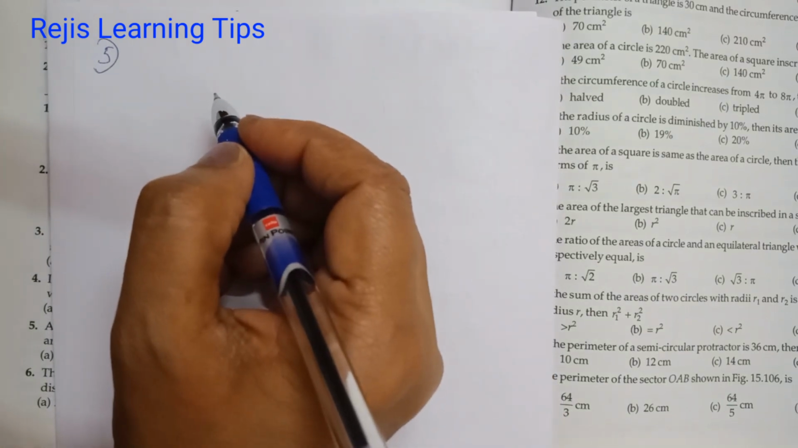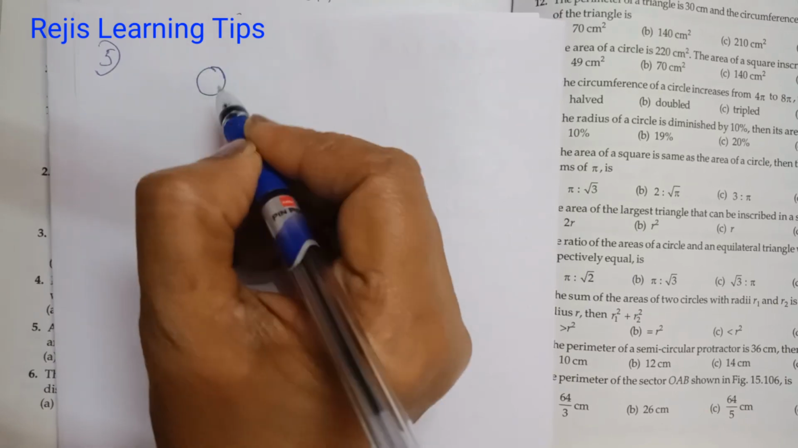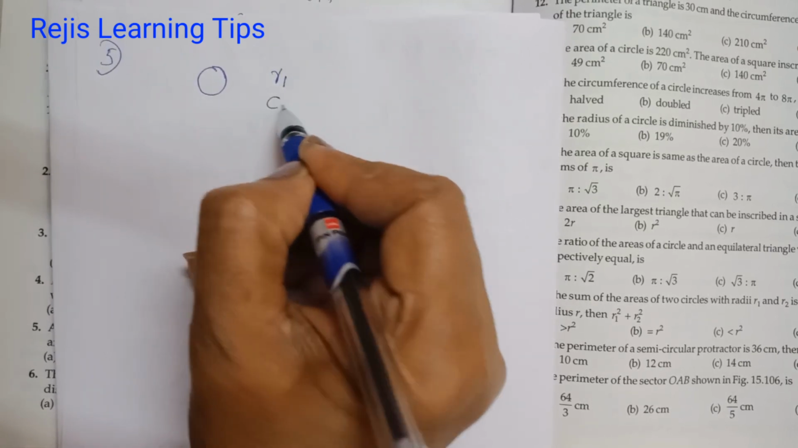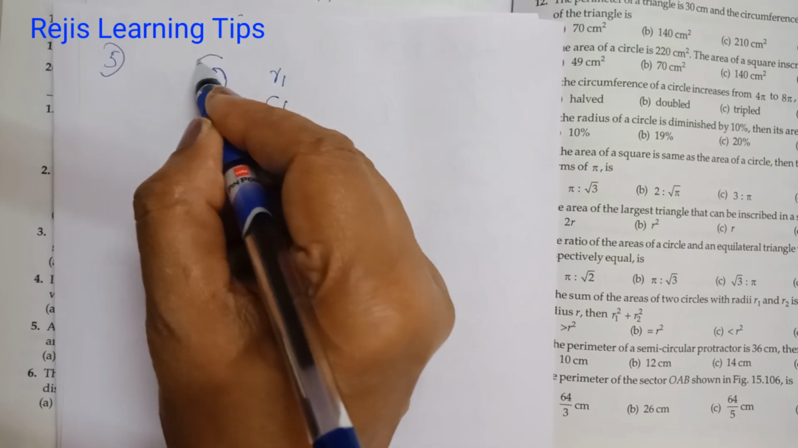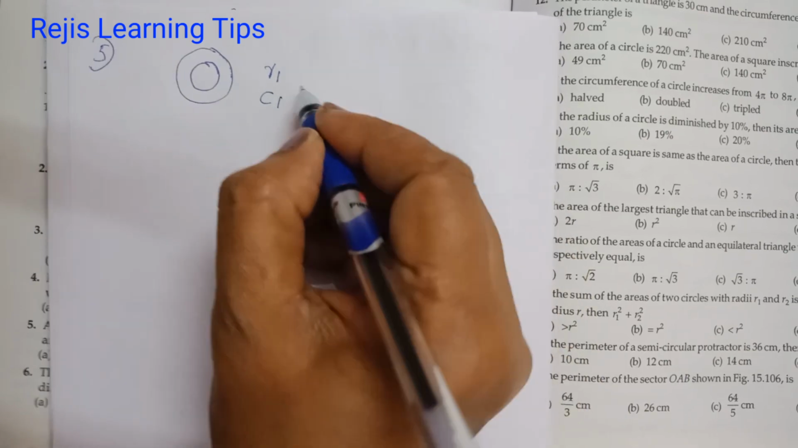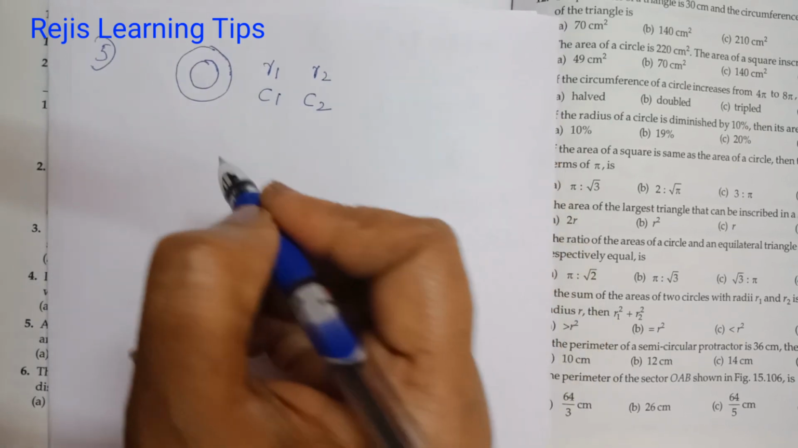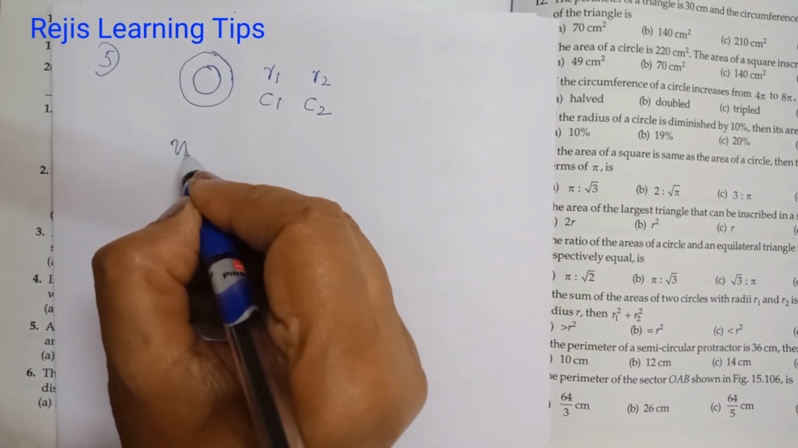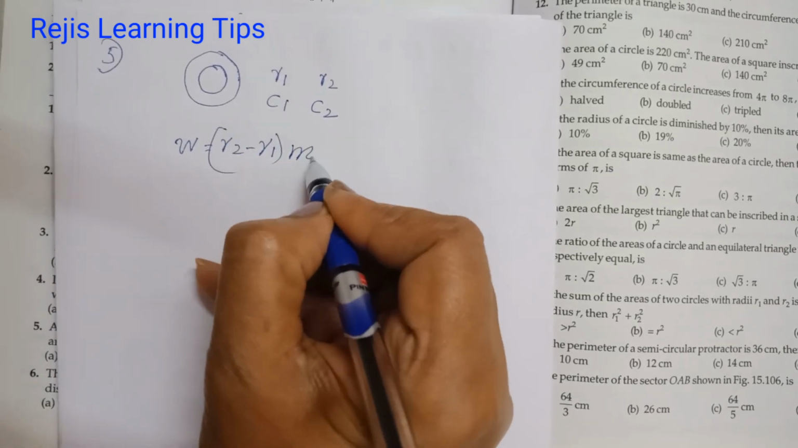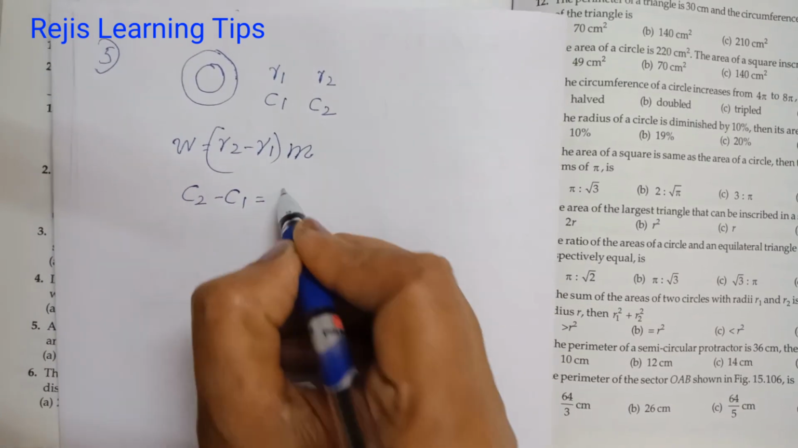Let R1 and C1 be the radius and the circumference of the inner circle. This is the inner circle. Its radius is R1 and its circumference is C1. Then R2 and C2 are the radius and circumference of the outer circle. Then the width of the circular path is R2 minus R1. So C2 minus C1 is equal to 132 meter.